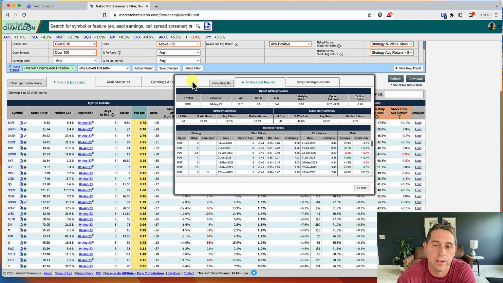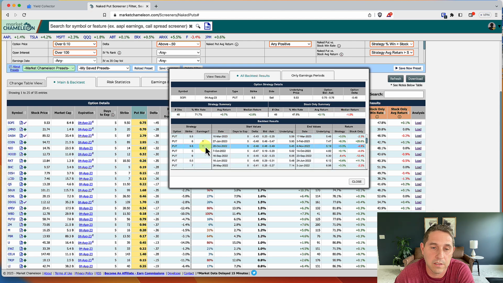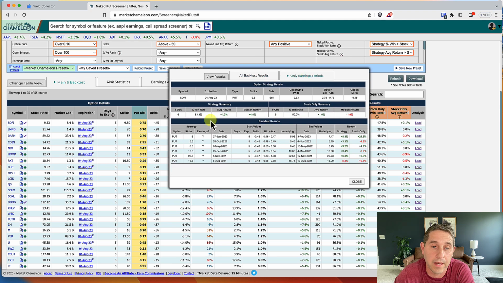So this SoFi one here, it's got a 71% win rate. And I like to look at median return. I think it's more helpful personally. Yeah, you see it beats out the stock and you could look through all this. Here's the non-earnings and here's the earnings ones. And now since this is an earnings trade, let's see how it did with only earnings periods. So pretty much 72% win rate and a 2.8% median return. How did it do during only earnings? And it's an 83% win rate with a 4.8 median return. So it's actually done a lot better during earnings.